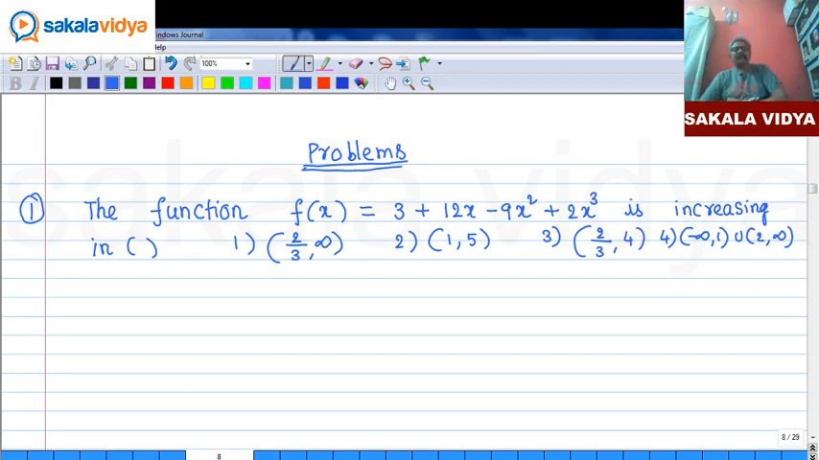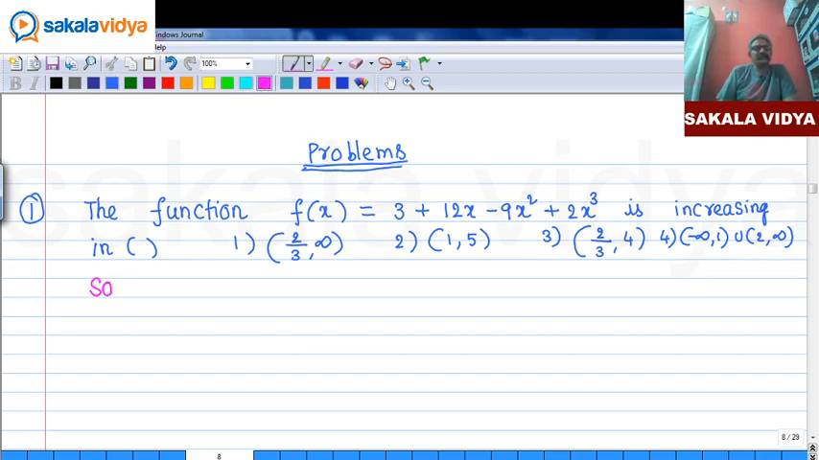So, that means for an increasing function, f dash x is greater than 0. So, first step is we need to find f dash x and f dash x greater than 0, then we need to solve for x, then we get the interval in which the function is increasing. So, let us solve it now.